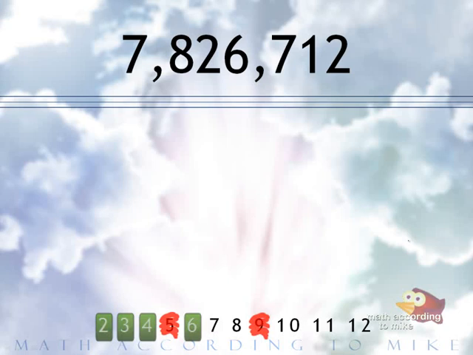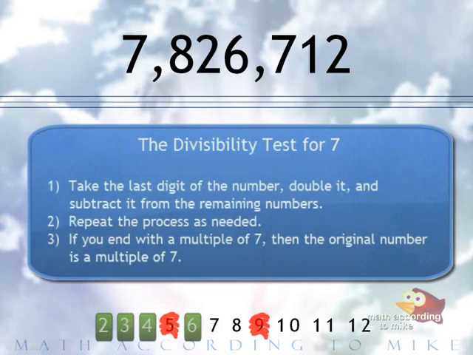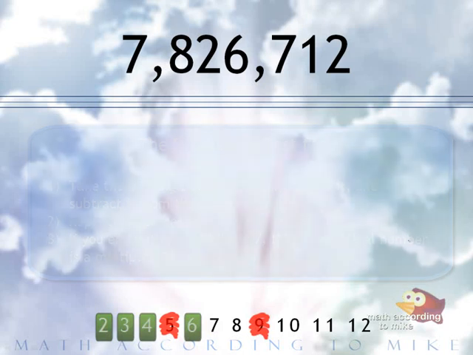7. The rule for 7 is a little crazy complex. Basically, what you do is you take the last digit out of the number, double it, subtract it from the remaining digits. You repeat this process until you get to a multiple of 7. If you do not get to a multiple of 7, then that means the original number is not a multiple of 7. Let's do that now.